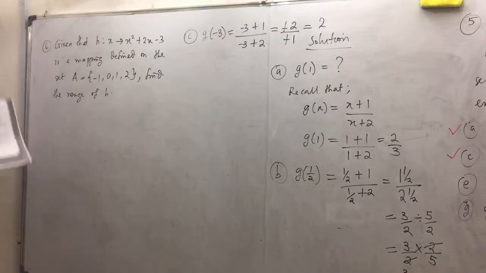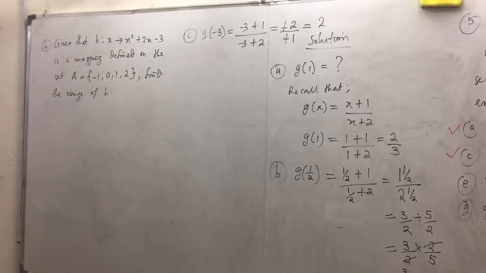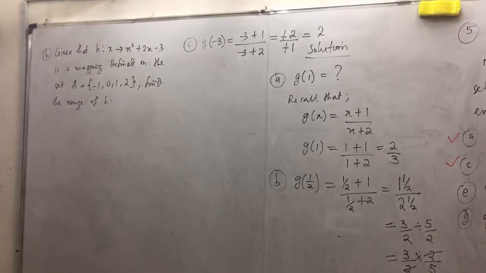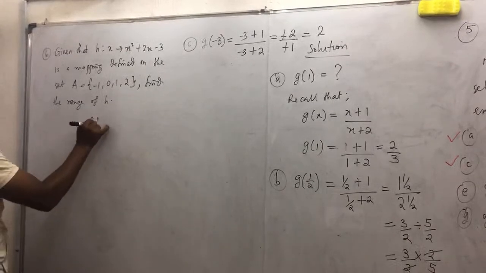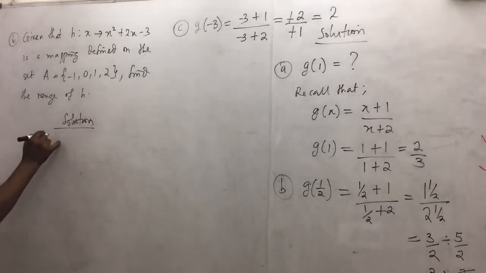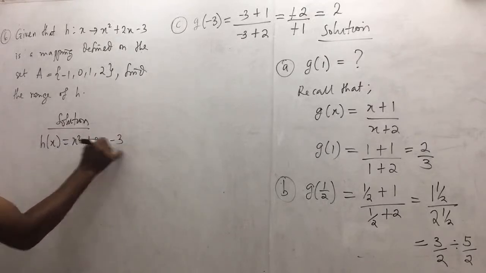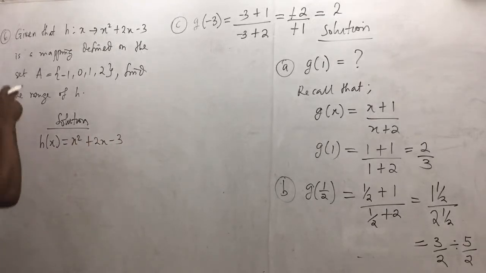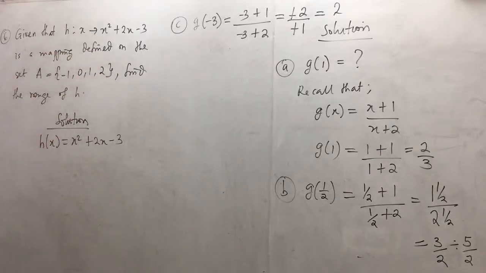So you are asked to find the range given the function h of x equals x squared plus 2x minus 3. So let's solve that problem. All you would have to do in this case is simple. You will start with writing h of x equals x squared plus 2x minus 3. So you are told that the mapping is defined on the set A. What it means for the mapping to be defined on the set A is that you've been provided your domain.